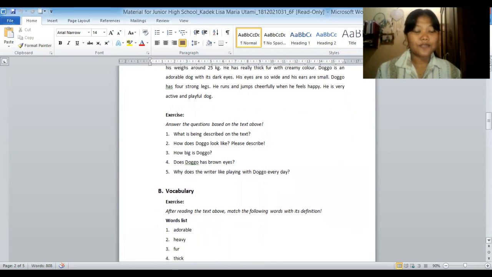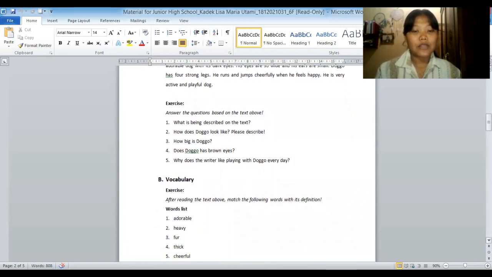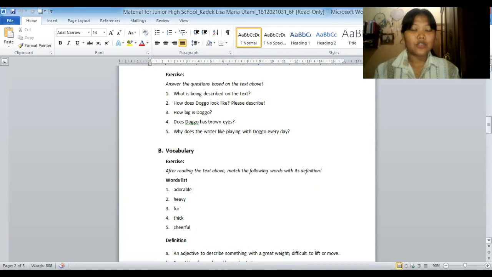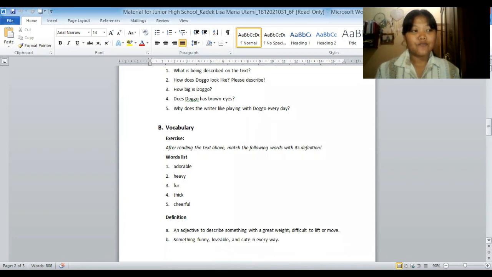And next one is vocabulary. In the vocabulary section, I'm still using the same text as the previous one, describing an animal, my adorable doggo. And for the exercise, I'll be instructing my students to match some vocabulary, and I provide some definitions, which students need to match, like what's the definition of adorable from the list of definitions that I provided. So it will make it easier for them, since again, I consider the level of the students, which is grade 7.